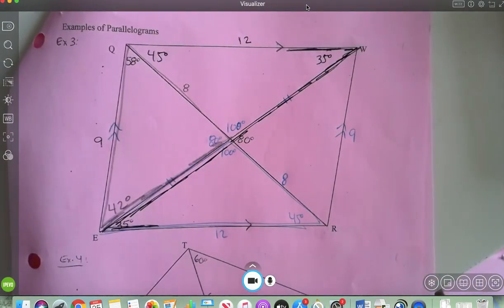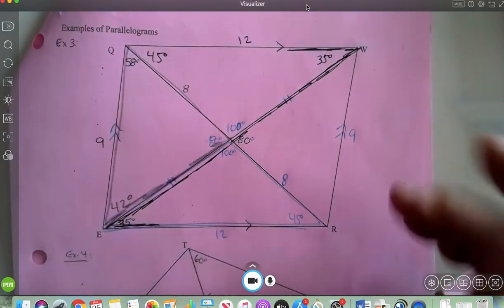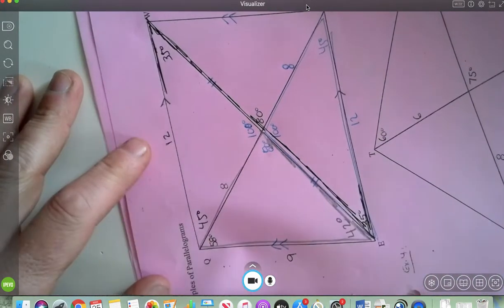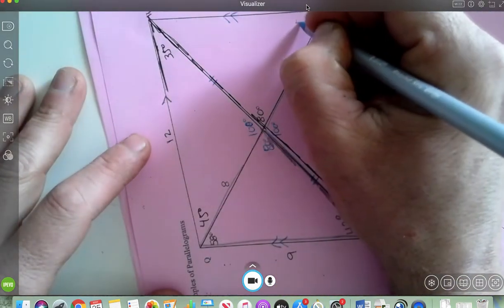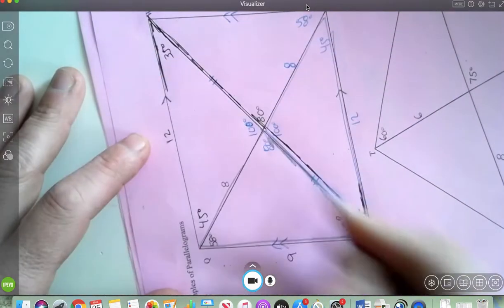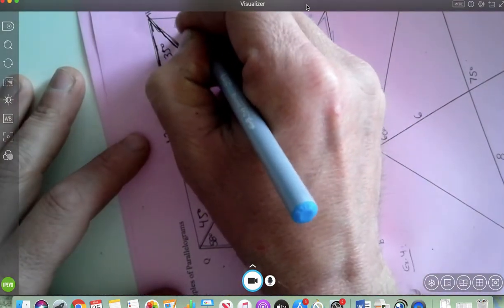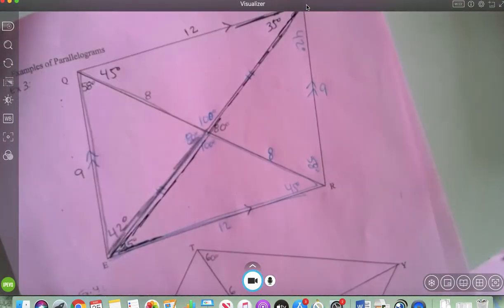That's true. I could use my Z going side to side. Turn it sideways. There's a Z. Top and bottom are parallel, so that's going to be 58 degrees here. I can use the Z over here and say that that's 42 degrees. So I can get all those measurements.